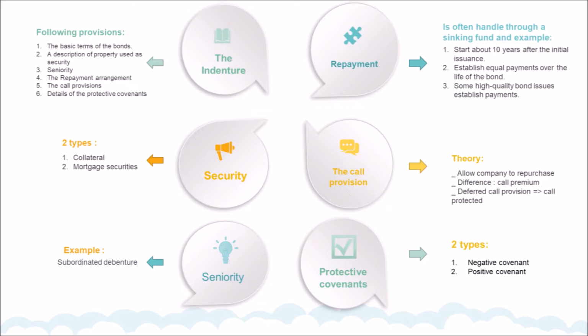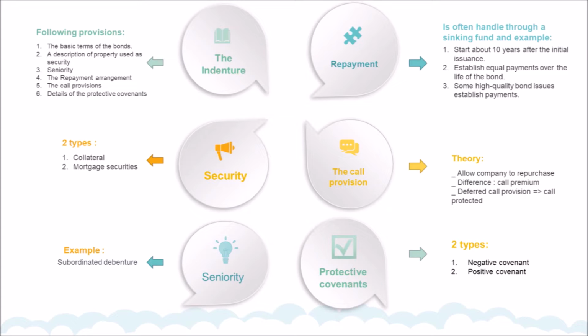And we have the security. Securities are classified according to the collateral and mortgage used to protect the bondholder. Collateral is a general term that frequently means securities that are pledged as security for payment of debt. Mortgage securities are secured by a mortgage on the real property of the borrower.